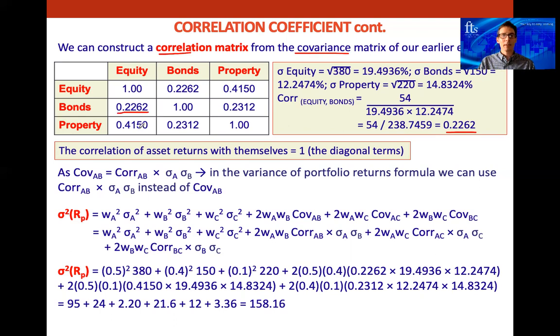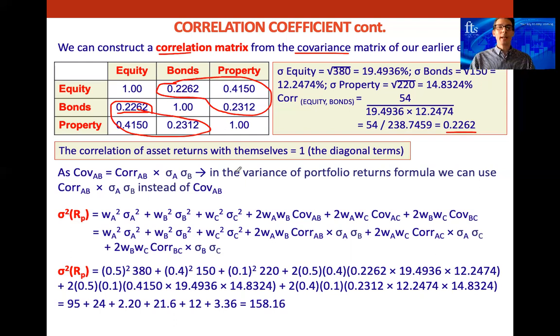So you guys must just check these two. These three over here, let's just circle them again. These three over there are the same as those three over there. So we've got the three distinct correlations there. And then over here, the correlation of asset returns with themselves is 1. These diagonal terms are the correlations of the asset returns with themselves: equity, equity, bonds, bonds, property, property.